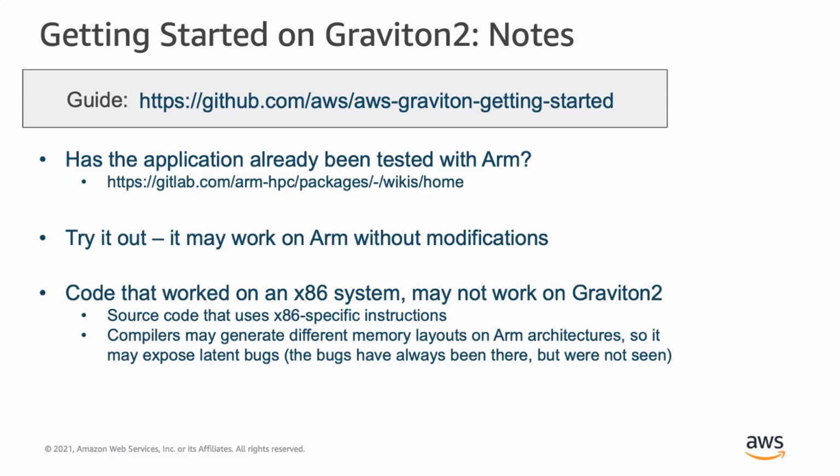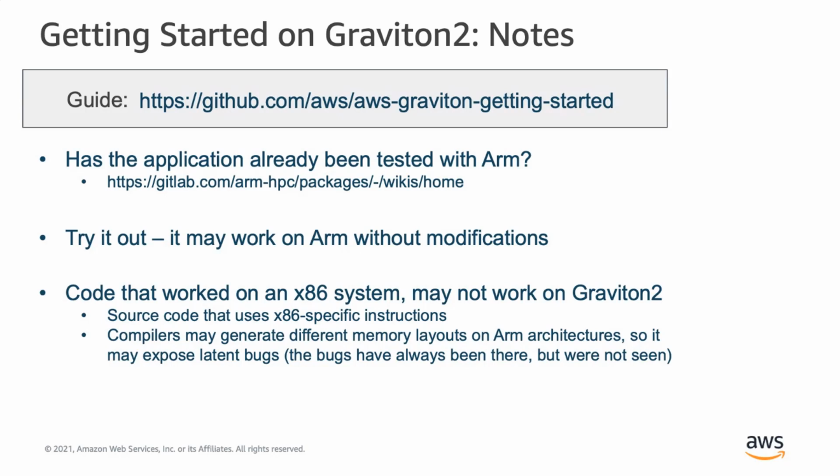And that's not because Graviton 2 is having an issue. It's often because the compiler for it, again, that's something that takes your source code and moves it into what gets executed on the hardware, provides different memory layouts or may optimize differently. So it may expose a latent bug. So basically a bug that's always been there, but you didn't see before because the compiler you used, the CPU you used, just never showed it to you.